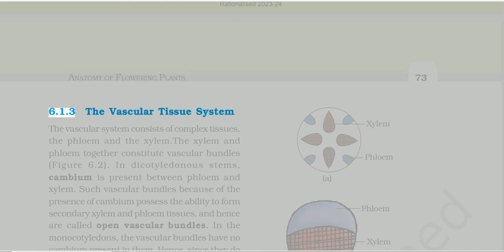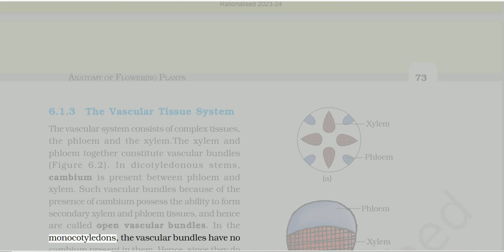The vascular tissue system. The vascular system consists of complex tissues, the phloem and the xylem. The xylem and phloem together constitute vascular bundles. Figure 6.2. In dicotyledonous stems, cambium is present between phloem and xylem. Such vascular bundles, because of the presence of cambium, possess the ability to form secondary xylem and phloem tissues, and hence are called open vascular bundles.